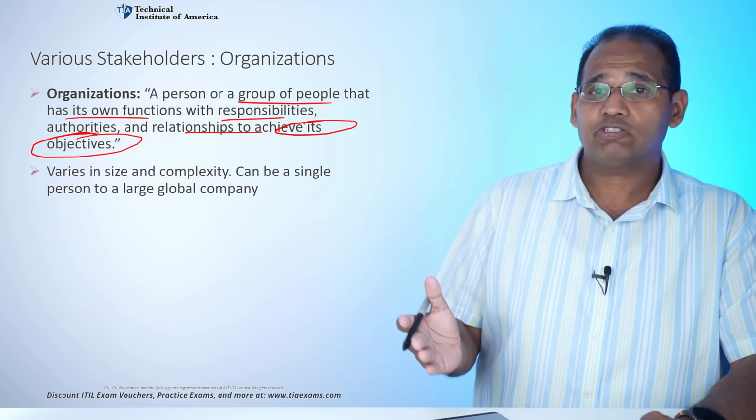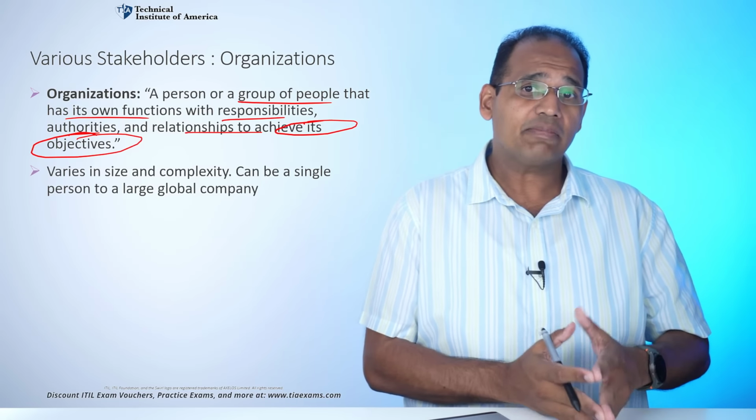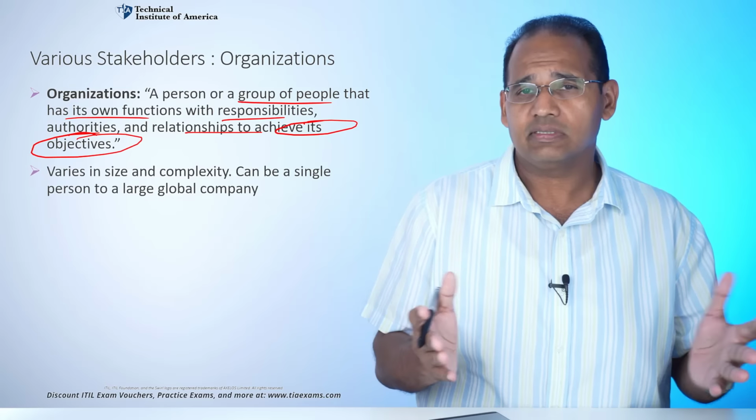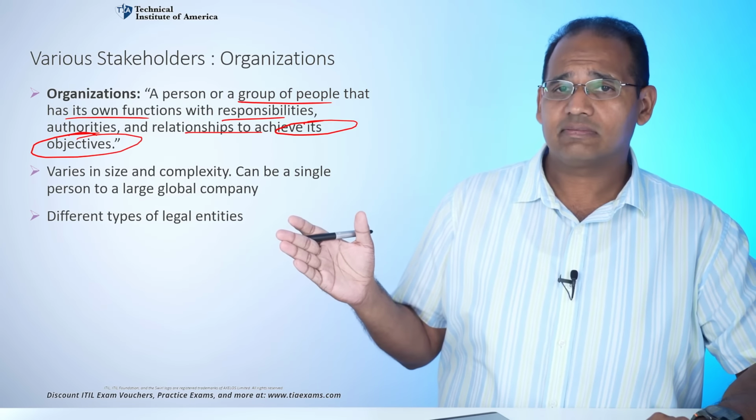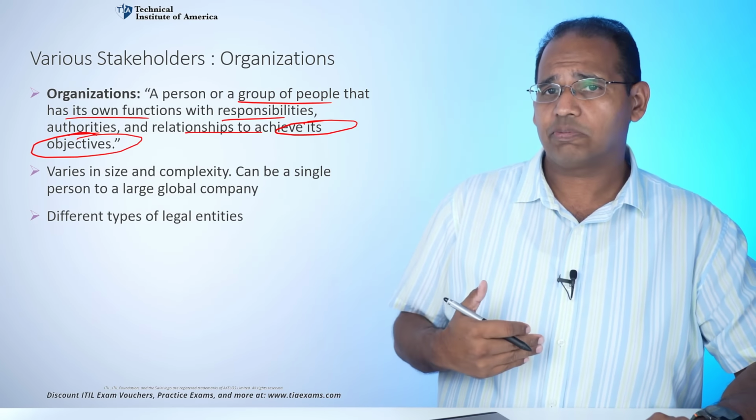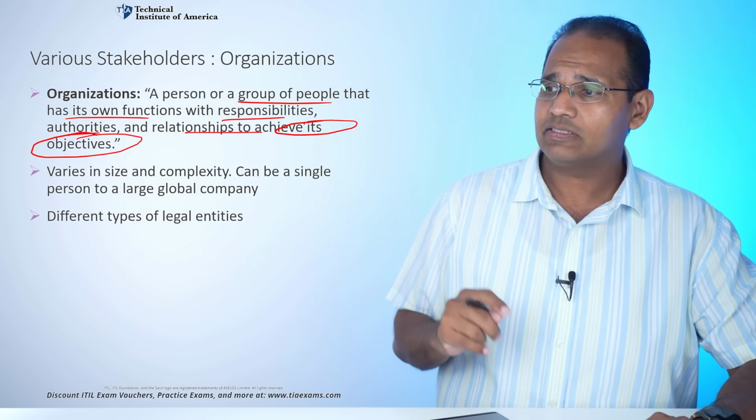Now, they can vary in size and complexity. It could be a single person. Hey, I'm a consultant. I'm a single person organization. It could be Amazon with 1.5 million employees. So they vary in size. Now, are they different legal entities? Sure, there's corporations, there's LLCs, for example. So there's different ways that you can organize an organization.